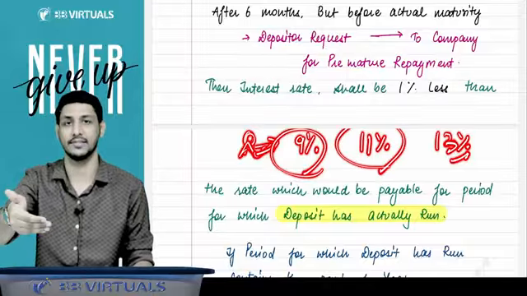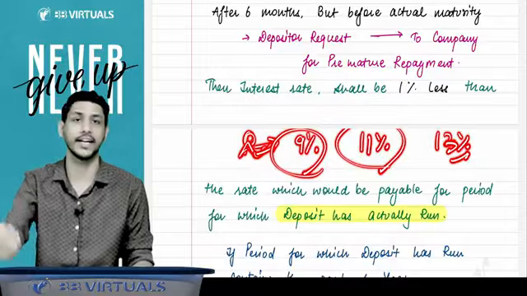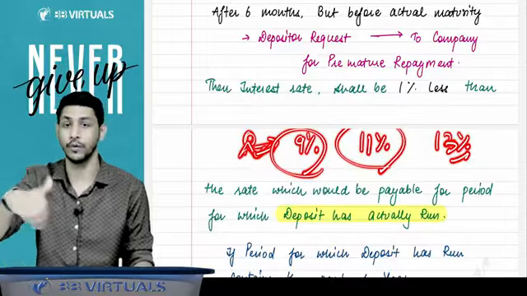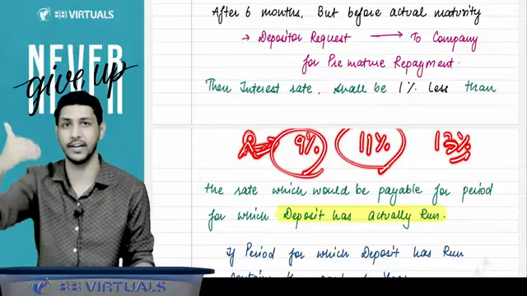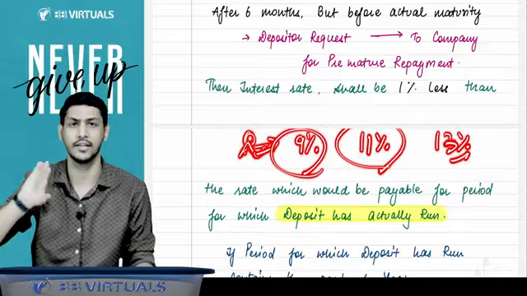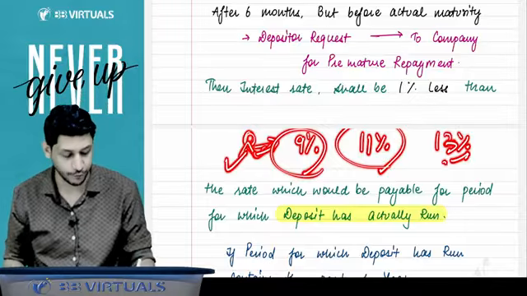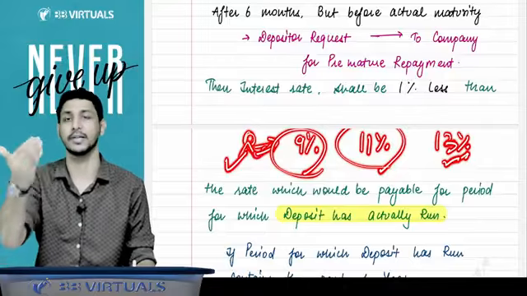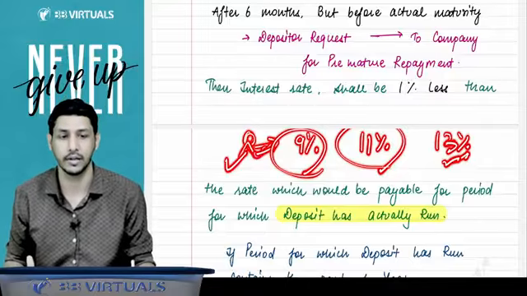There are 3 plans. For the 1 year plan, you will be getting 9% interest for that year. If you invest in the 2 year plan, you will be getting 11%. If you invest for 3 years, we will give you 13. Got it? This person has invested in the 13% plan, that is for 3 years, right?